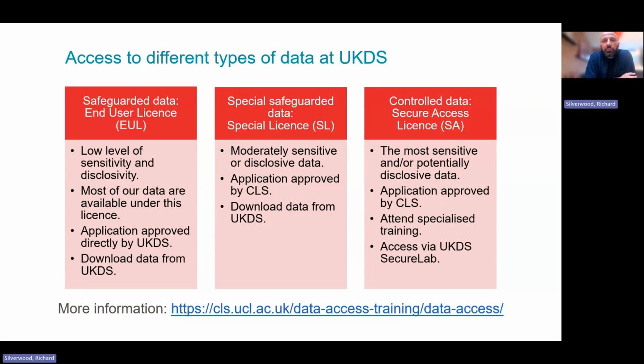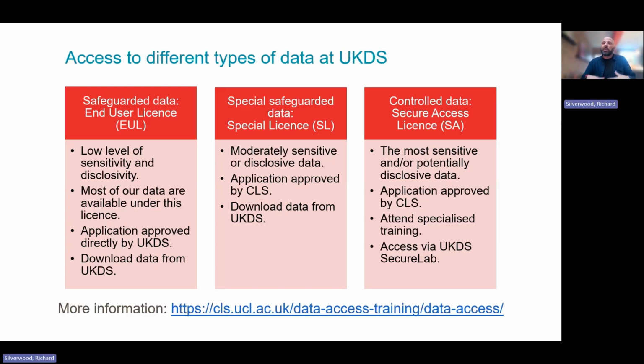The next category is special safeguarded data, which are available from UKDS under a special license. These are moderately sensitive or moderately disclosive data. These have an additional step where the application must also be approved by us at CLS, so not quite instant, but the approach by which you access the data is exactly the same. They're downloaded directly from UKDS, so again, still very straightforward. And then the final category of data, referred to as controlled data, which are available from UKDS under a secure access license, are the most sensitive or potentially disclosive data.